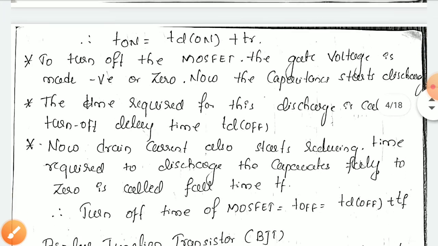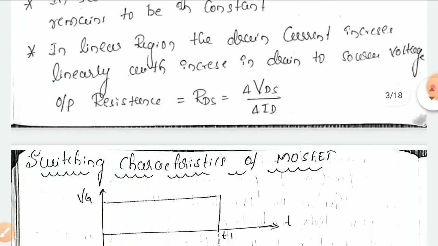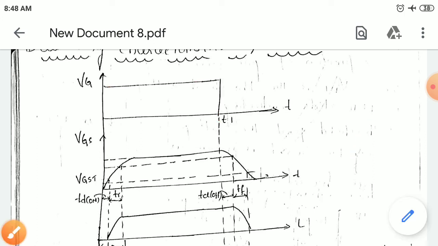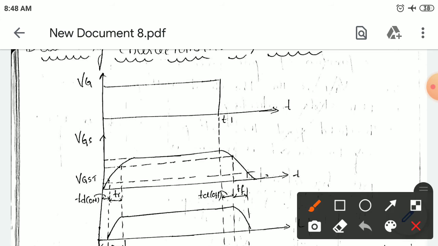For turn off, if the capacitance was charged in the previous case, it has to discharge in the next case. To turn off the MOSFET, the gate voltage is made negative. The gate voltage which we applied here is positive. I want to turn it off, so I am making the gate voltage negative. Initially, if you give a positive voltage, the capacitor charges. If you give a negative voltage, the capacitor starts discharging. So after applying the negative voltage, the capacitor is discharging. This is the discharging time.